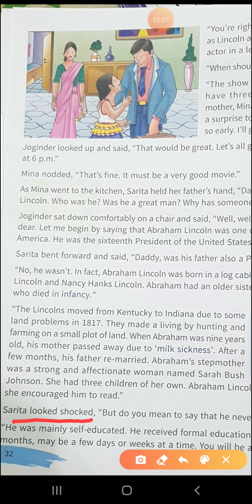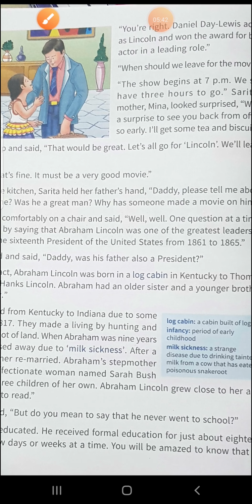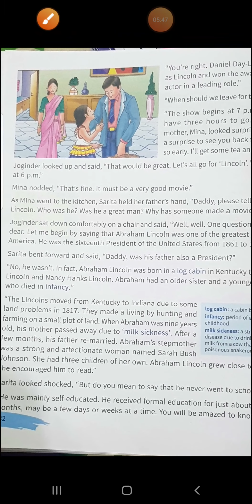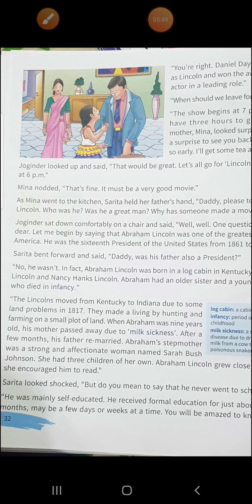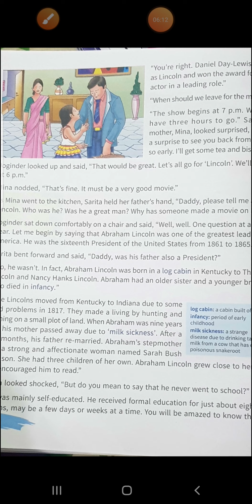Sarita looked shocked. But do you mean to say that he never went to school? Here again a question is put up by Sarita. She looked shocked and she said, by this you want to say that he never went to school. Who is he here? Abraham Lincoln. So she was shocked and she said that by this you want to say that he never went to school.